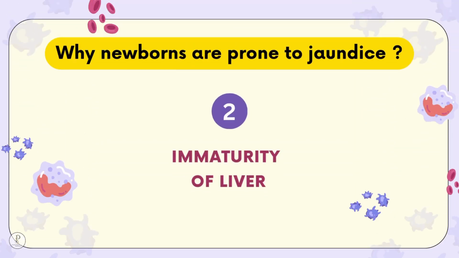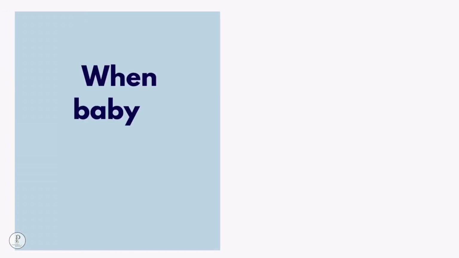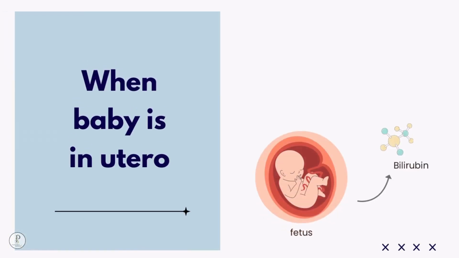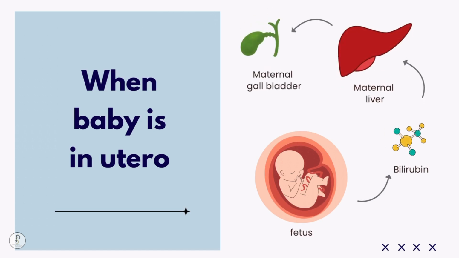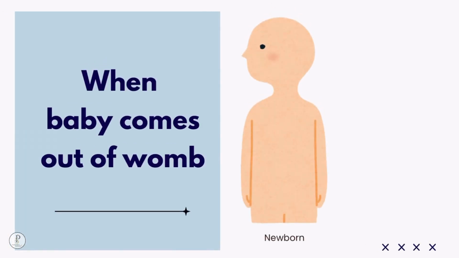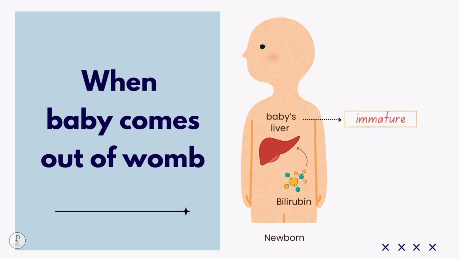Why newborns are more prone for jaundice? Second reason is immaturity of liver in newborn. When baby is in utero, bilirubin produced in fetus is cleared by placenta from fetal into maternal circulation, which is then cleared by maternal liver. But once the little one comes out of womb, it is dependent solely on its own liver to clear all bilirubin produced in its body. However, a newborn's liver is not mature enough to clear bilirubin load.